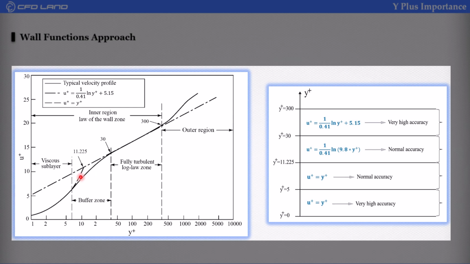In many systems, y+ equals 11.225 works as a threshold. If y+ is more, we use the logarithmic equation. If it's less than 11.225, we use the linear equation. But inaccuracy still exists.